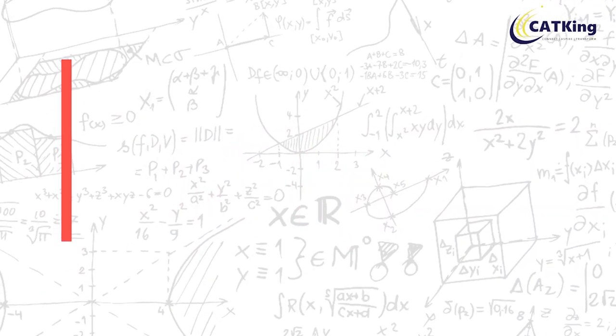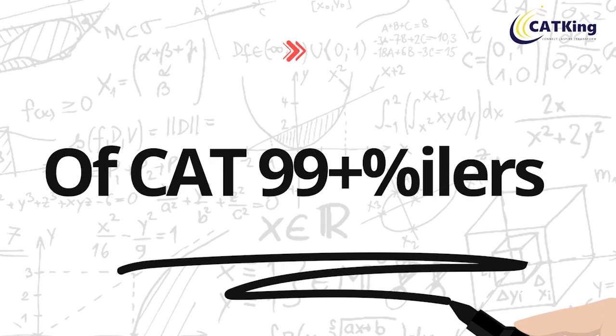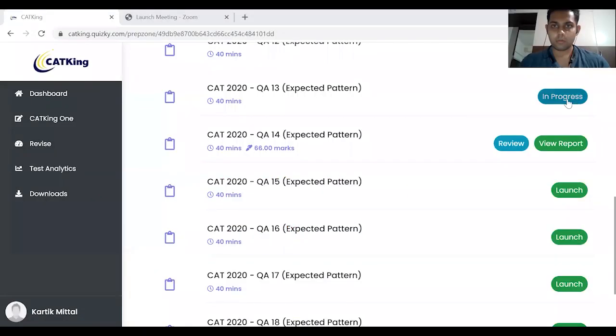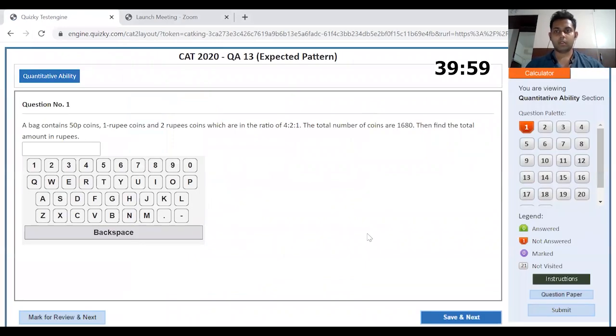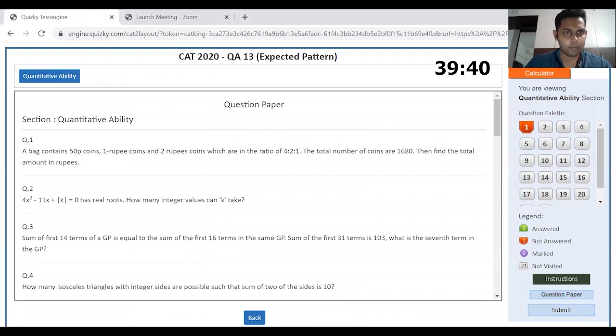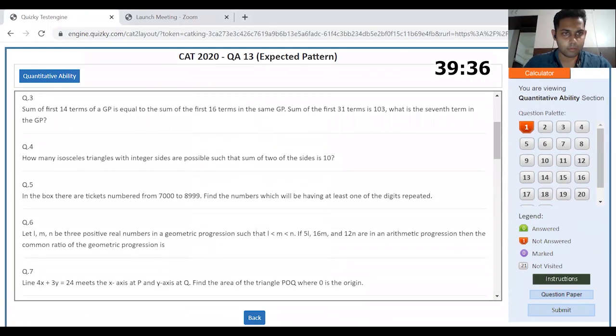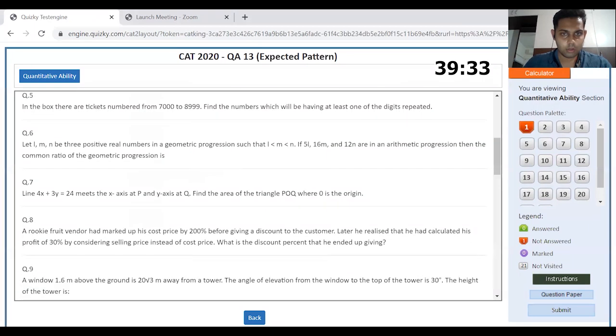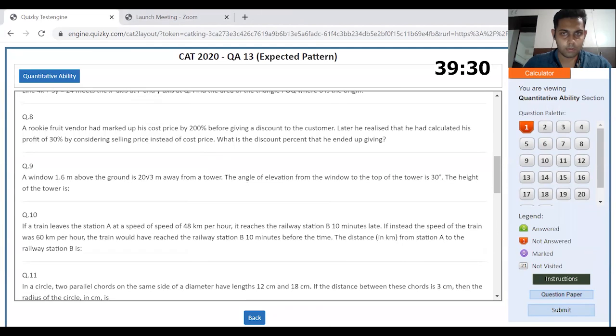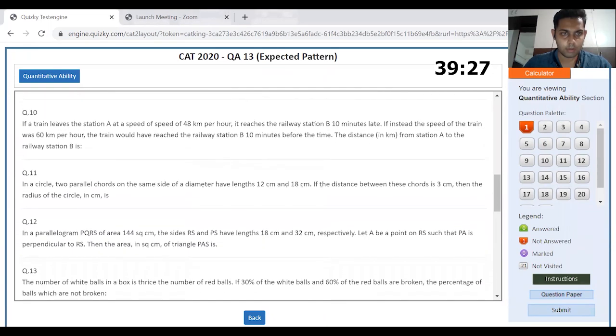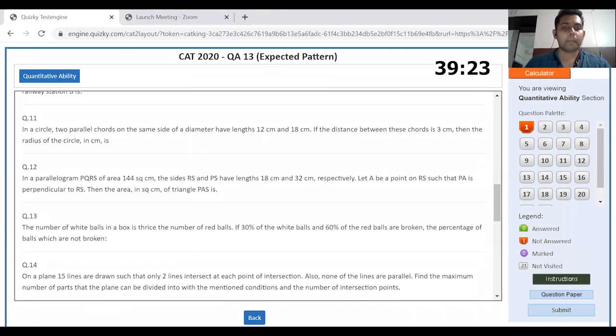Right. QA section. Okay. Oh, sorry. Okay, train Quants kilogram. Okay.